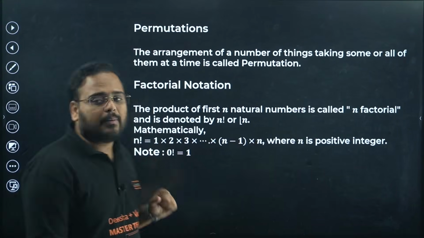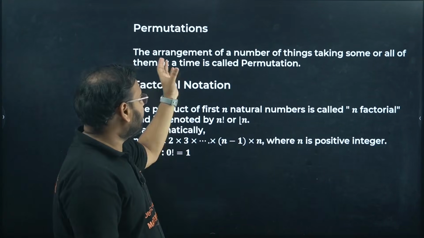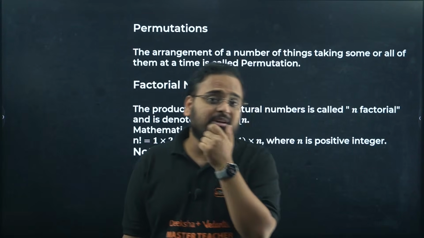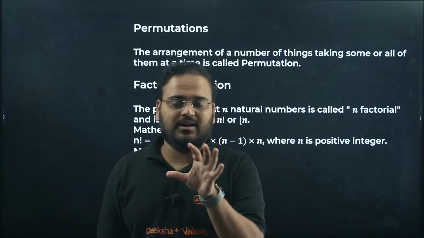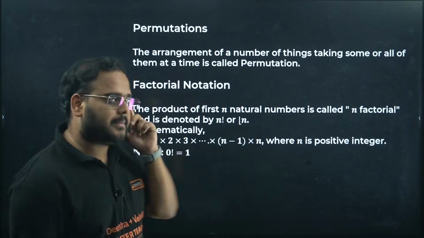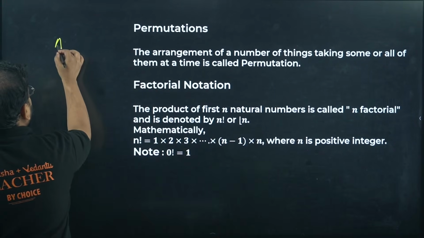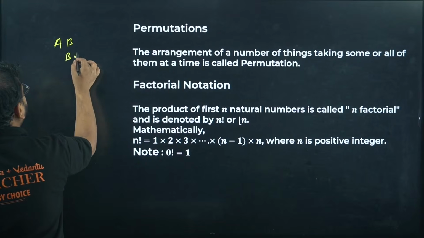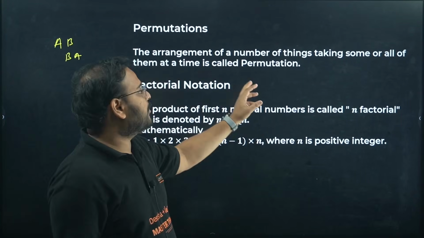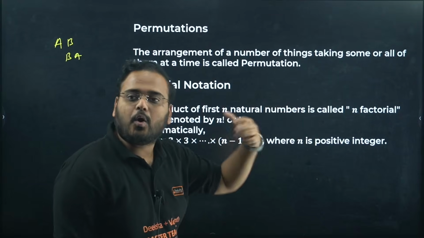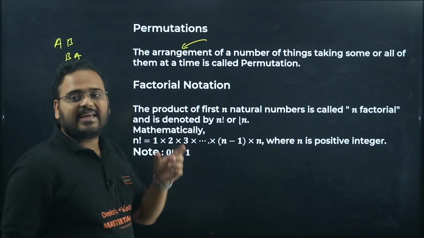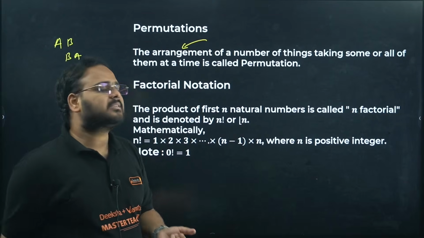Let's look at the permutation definition now. Very simple one. Over here, what matters is the arrangement. In the case of combinations, we talk only about selections. We don't talk about arrangement. Arrangement doesn't matter over there, but over here, order of arrangement matters. So if you write AB or BA, that becomes two permutations. Getting my point? So the arrangement of a number of things taking some or all at a time is called permutations.